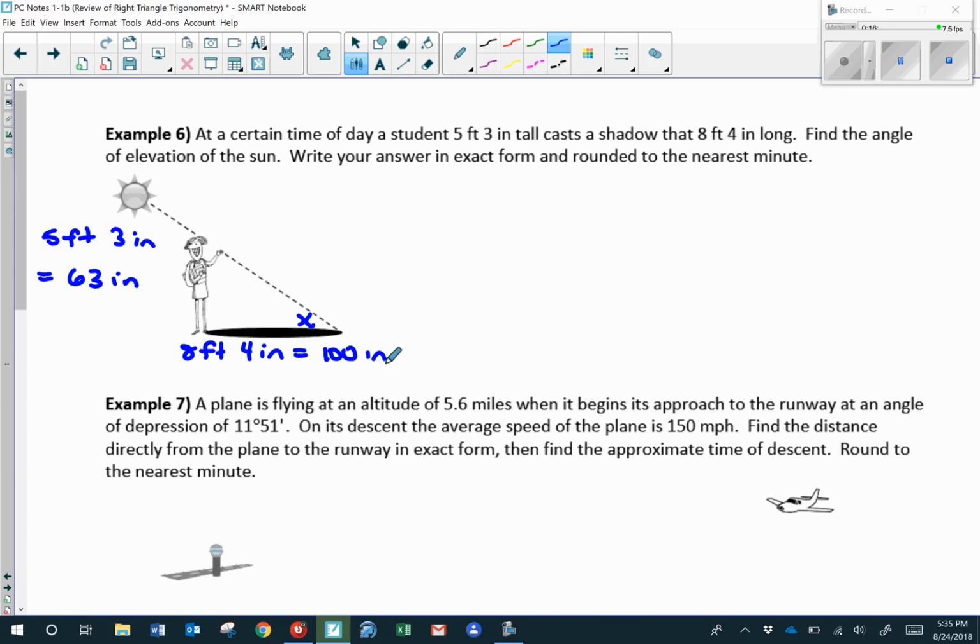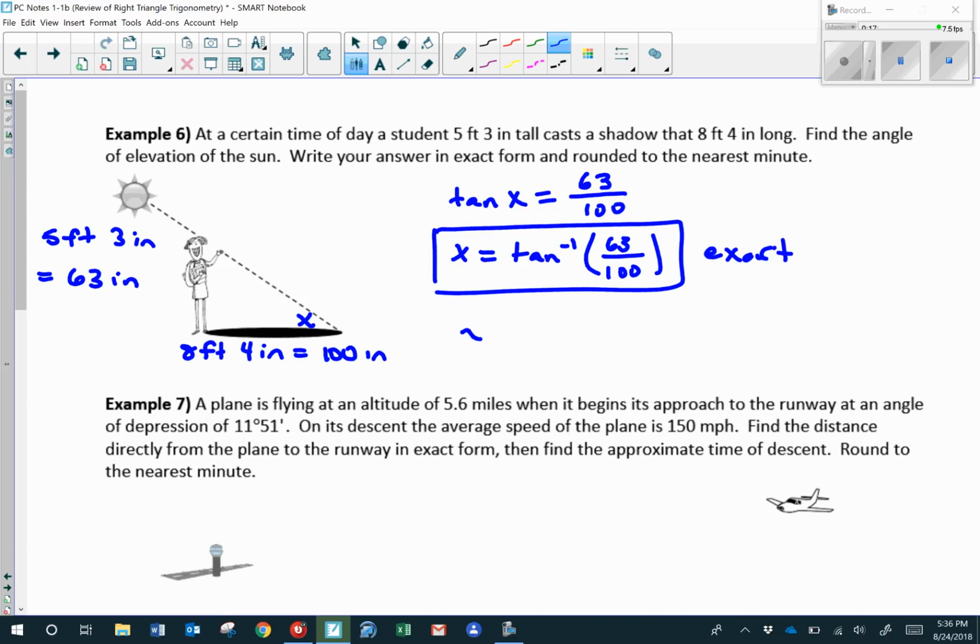Since we now have the sides that are opposite and adjacent to that angle that's unknown, we can write a tangent ratio. Tangent is always followed by the angle, so tangent of x equals 63 over 100. If we want to solve for the angle measure, we need to undo the tangent. So that means x is the inverse tangent of 63 over 100. That's going to be our exact form answer. And then we can utilize the calculator to get an approximate answer.